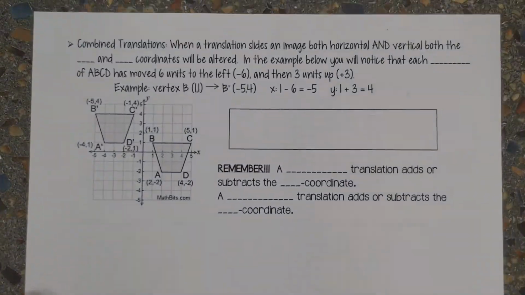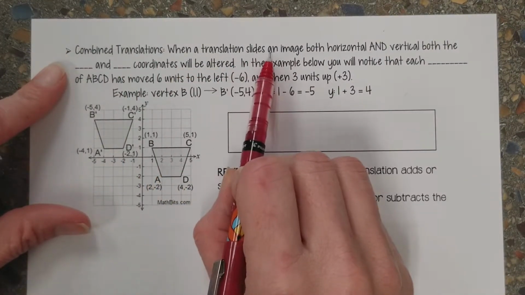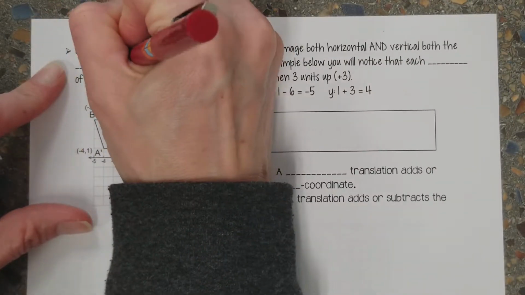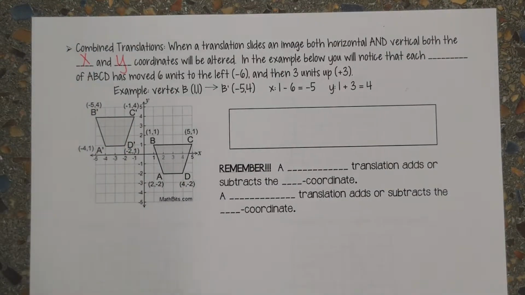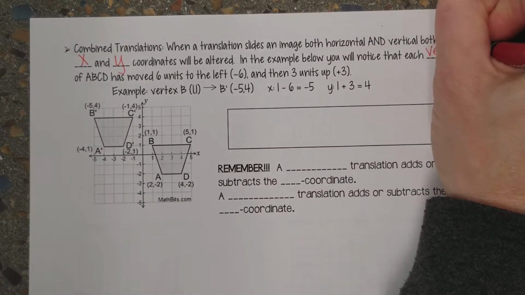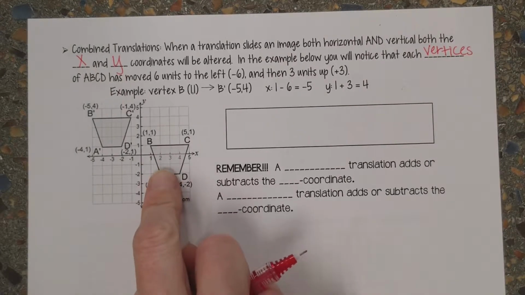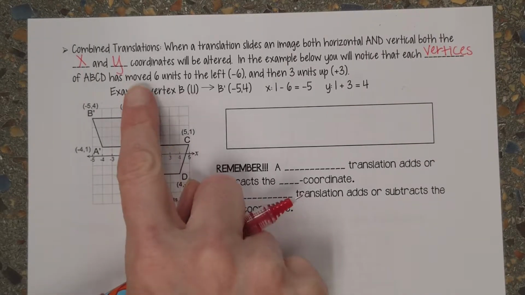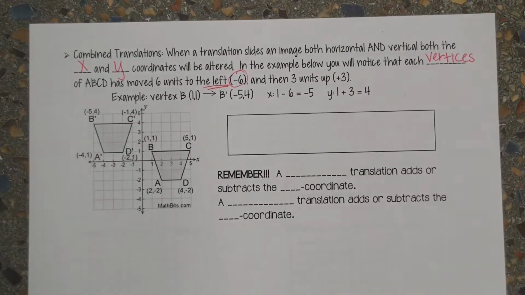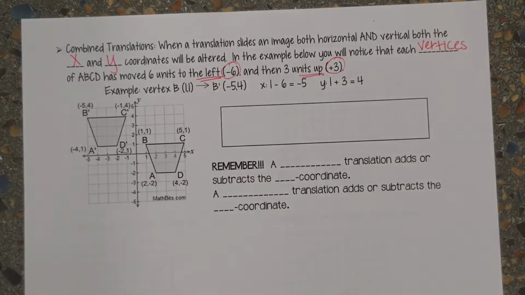All right, last little part. Combined translations. When a translation slides an image both horizontal and vertical, both the x and y coordinates will be altered. So in the example below, you'll notice that each of the vertices, that's the corner points where they meet, of the shape A, B, C, D has moved 6 units to the left, which I just said would result in a negative, and 3 units up, which we would make a positive.